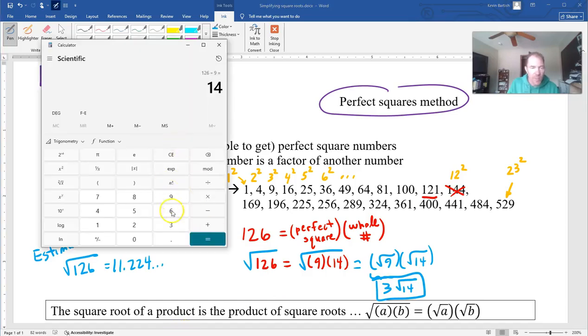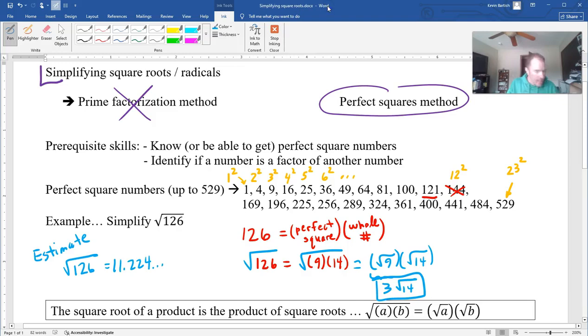So the only thing I'm going to do is check that. 3 times the square root of 14 equals 11.224. The square root of 126 was 11.224, so that feels good. I think I've got four more examples. We'll try to go through them quickly.